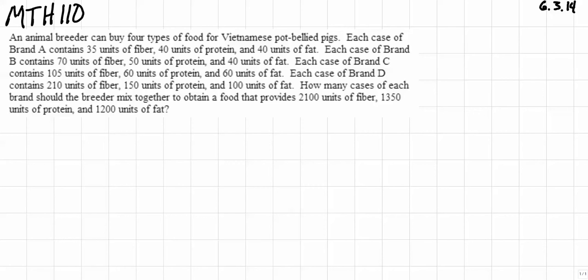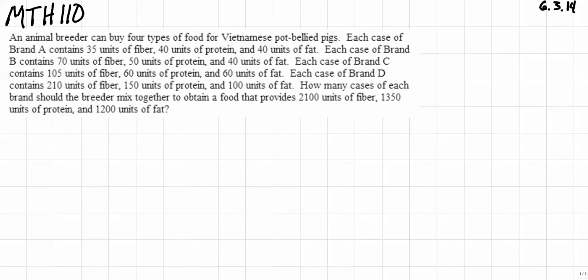Each case of brand D contains 210 units of fiber, 150 units of protein, and 100 units of fat. How many cases of each brand should the breeder mix together to obtain a food that provides 2,100 units of fiber, 1,350 units of protein, and 1,200 units of fat?